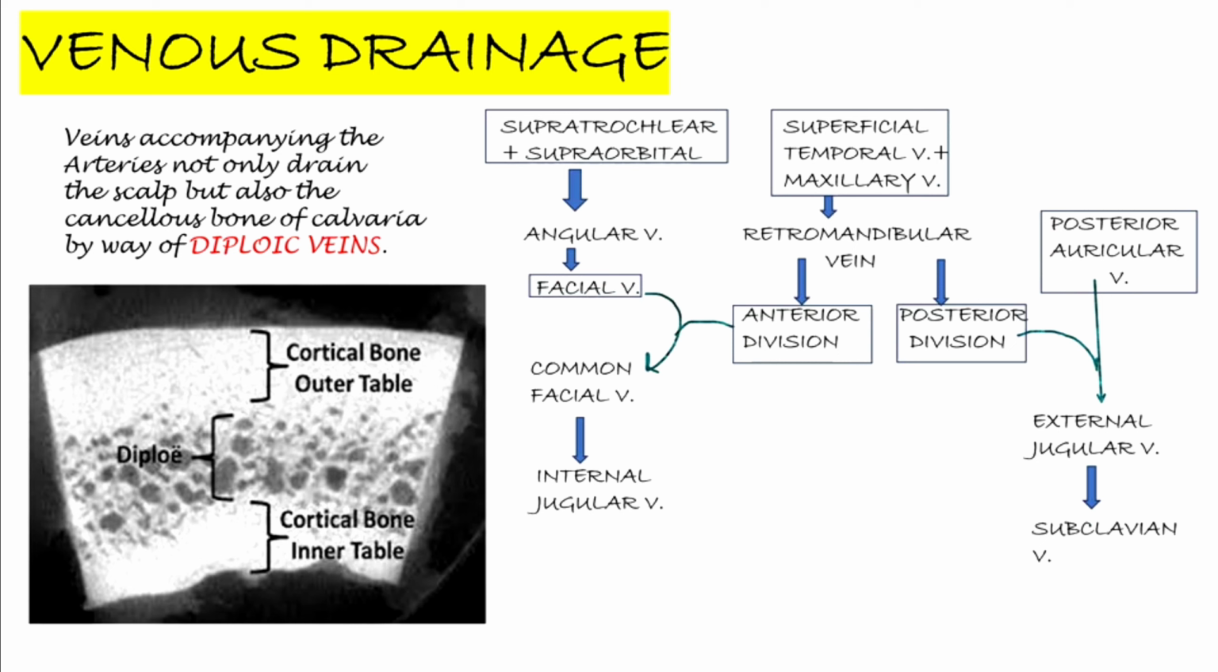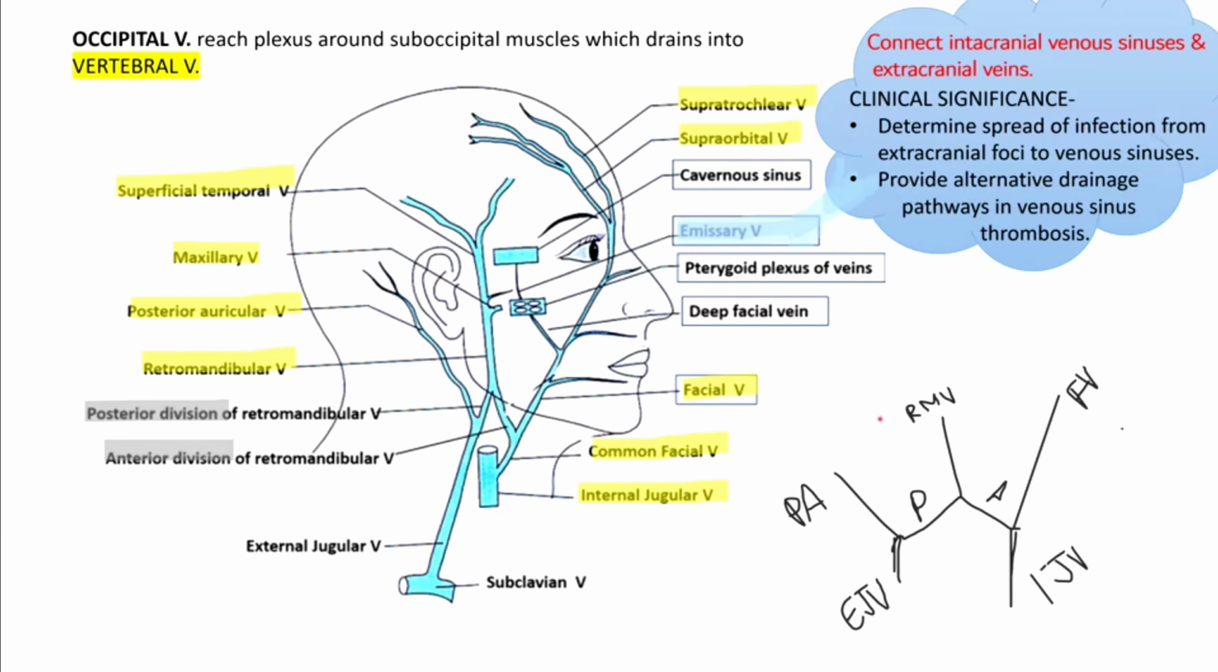Hope this is clear. I'll show you the picture of it. This picture, you have to draw it in your exam. It is extremely important. Here is the supratrochlear vein. Here is the supraorbital vein. They both join to form the angular vein at the angle of the eye. The angular vein joins the facial vein. The facial vein joins the anterior division of the retromandibular vein.